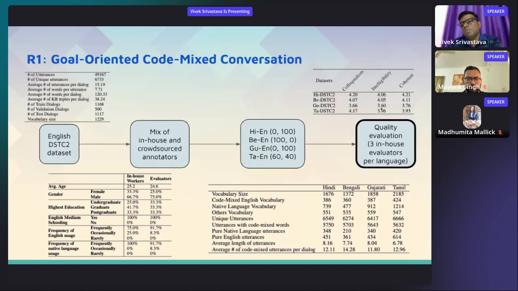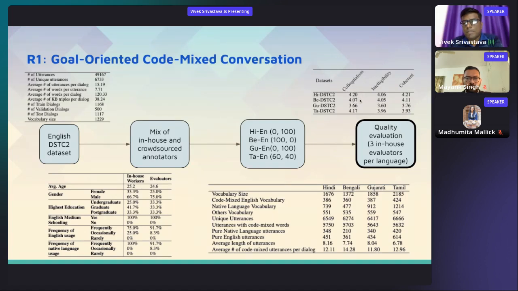And they do the quality evaluation. They take 3 in-house evaluators for each of these 4 languages, and there are three various dimensions across which they measure. The rating scale is 1 to 5 for each of the annotators, and they ask them to annotate each sentence with the score they will assign.